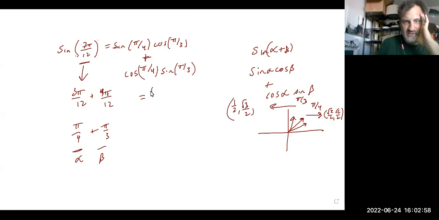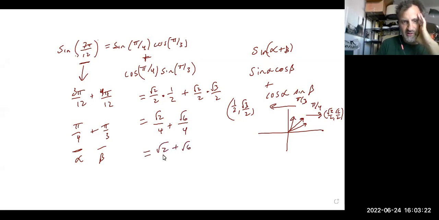Sine pi-fourths, that's the square root of 2/2. Cosine of pi-thirds, cosine is the x value, that's 1/2, plus cosine of pi-fourths, that's square root of 2/2, times sine of pi-thirds, that's the y value for the pi-thirds position. So now we're at square root of 2/4 plus the square root of 6/4. I have a common denominator. I'm going to put them together into the same fraction, but there's not really more I can do.